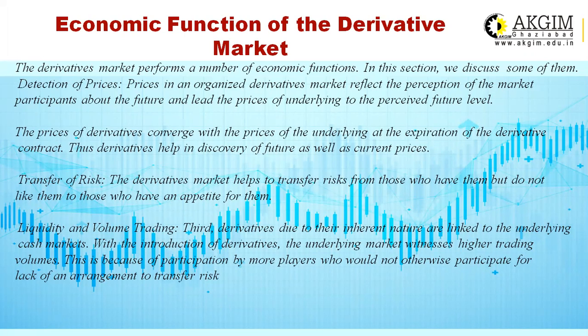The next point is transfer of the risk. The derivative markets transfer the risk from those who have it but do not like it to those who have an appetite for it. It means the derivative market is helpful in transferring the risk between those who want to take the risk and those who want to hedge the risk. They are not interested in taking the risk.